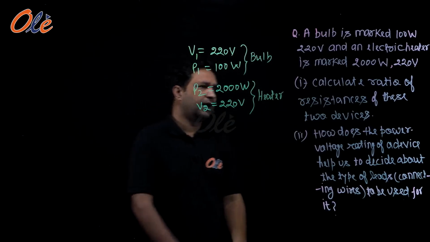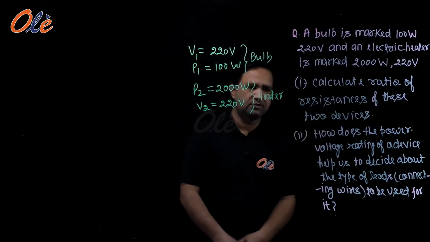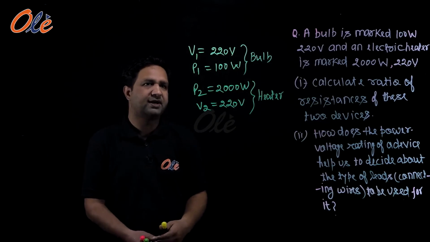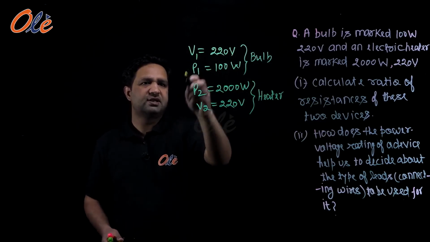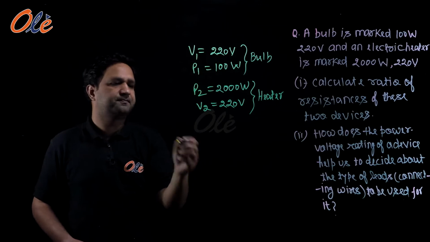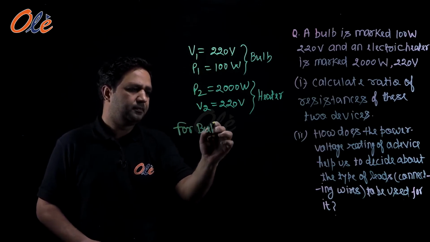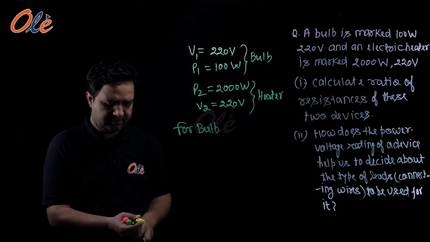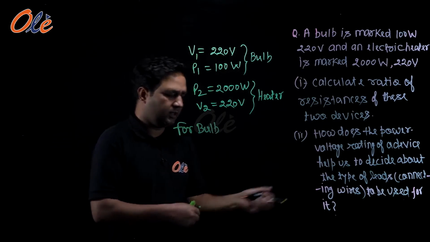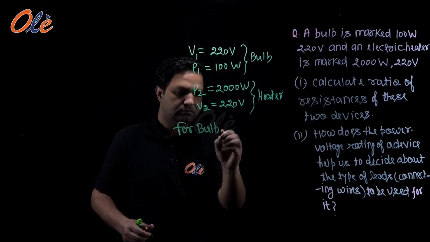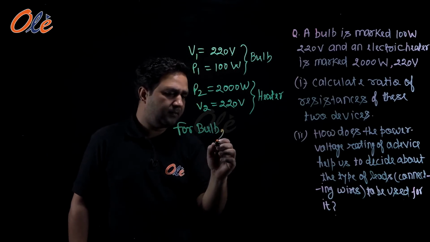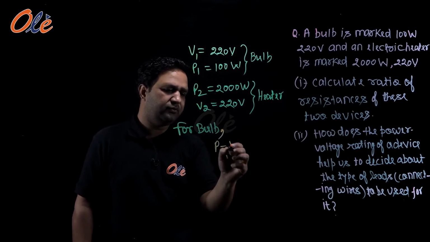Okay, calculate the ratio of resistances of these two devices. So हमें क्या निकालना है? इसके लिए रेजिस्टेंस क्या होगा फॉर दिस केस? सो फॉर बल्ब, बल्ब के लिए हम निकालते हैं पहले कितना होगा. ओके, हम वी ऑलरेडी नो P इज इक्वल टू V I.